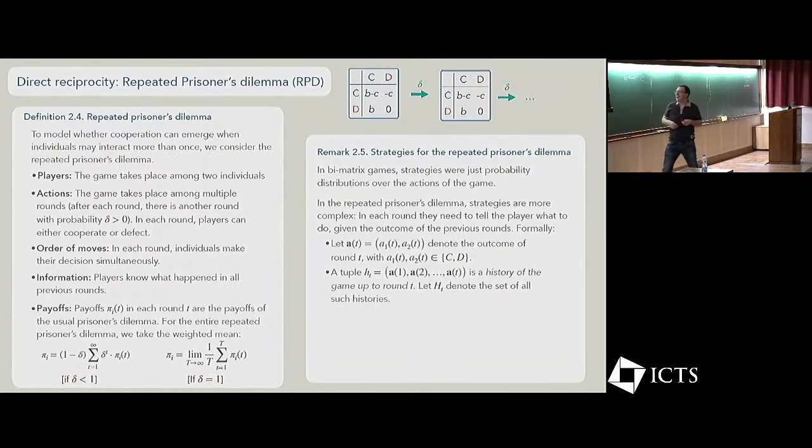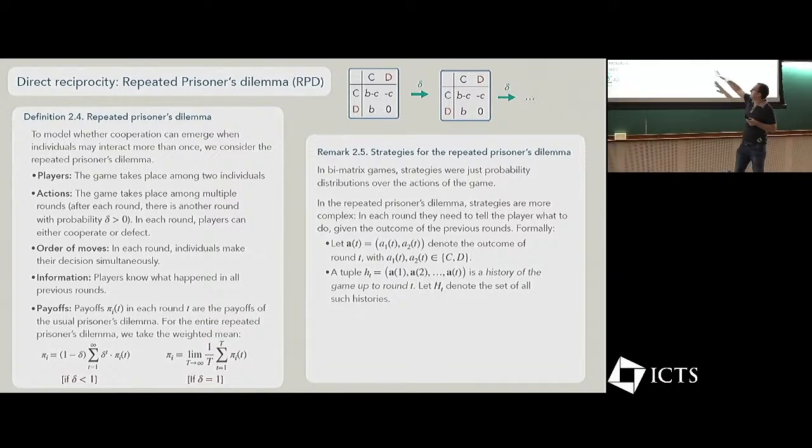Now I define this tuple h of t, which is just everything that happened up to round t. So for example, in the first round, we might have both cooperated. In the second round, I cooperated, you defected. So we would just get this string of C's and D's that tells me everything I need to know about what happened up to round t.